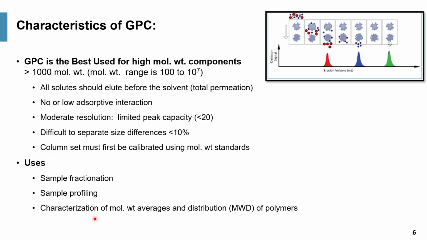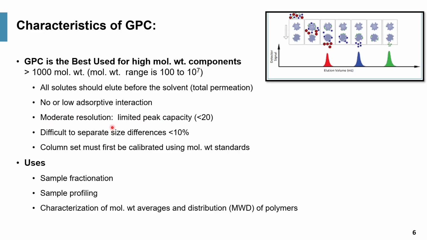Some characteristics of GPC. We mentioned that GPC is best used for high molecular weight components, say molecular weight above 1,000, and probably the range is 1,000 to 10 million molecular weight. In GPC, all solute should elute before the solvent front, which is the total permeation volume. And there should be no or very low adsorption interaction between the support and the solute.